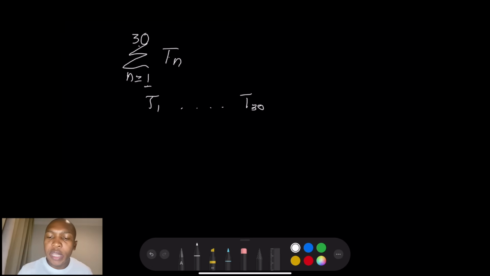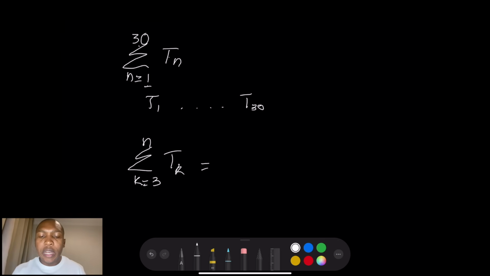So how many terms would you have? You would have 30 terms. Obviously, you'd be counting from 1 up until 30. But if, for instance, you've got a counter, let's say k is equal to 3 up until n, so n number of terms, and we've got an expression there, tk. Now you would imagine, if we started from 1, you'd be talking about n number of terms. But in this particular case, you are not starting from 1, you're starting from 3, right?